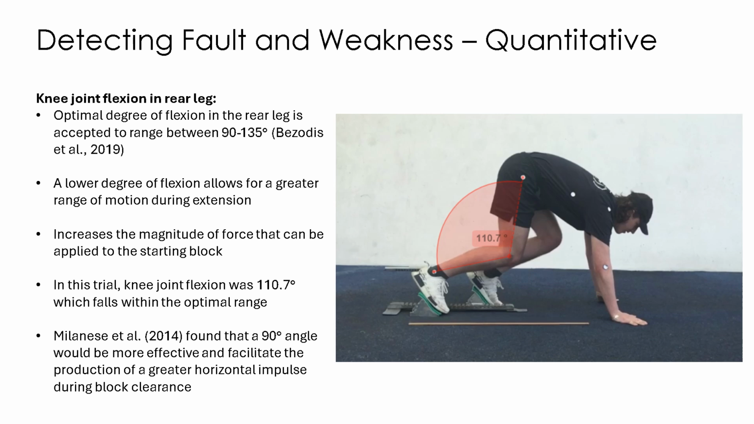In the trial, the runner's knee joint flexion was 110.7 degrees, which falls within the optimal range. However, a study from Milanese et al. in 2014 compared the effect of a 90-degree, 115-degree, and 130-degree angle and determined that a 90-degree angle facilitates the production of the greatest horizontal impulse during block clearance compared to those other two angles.